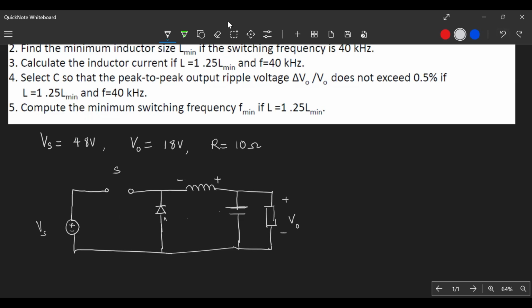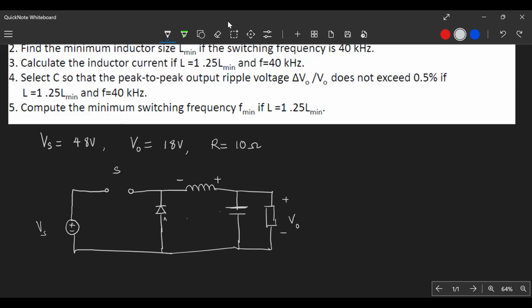And you know that as time goes to infinity, during the steady state condition, this inductor is going to discharge all its energy through the load, isn't it? So the current in the inductor will eventually reduce. This is how the circuit behaves.